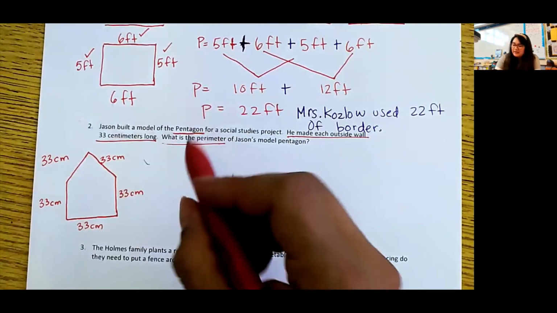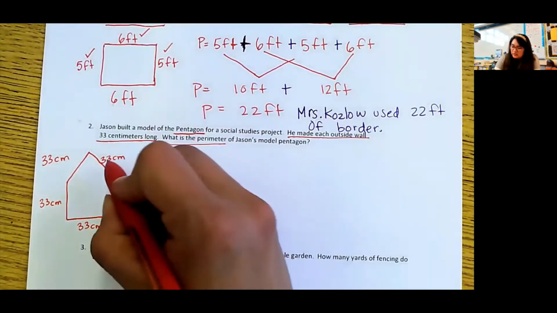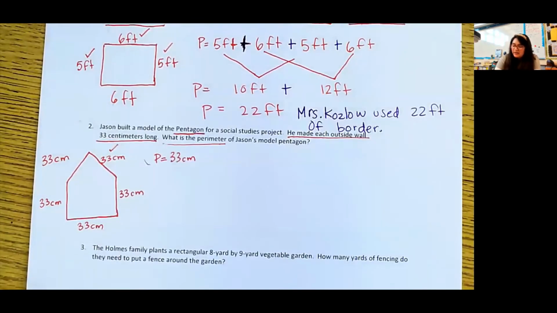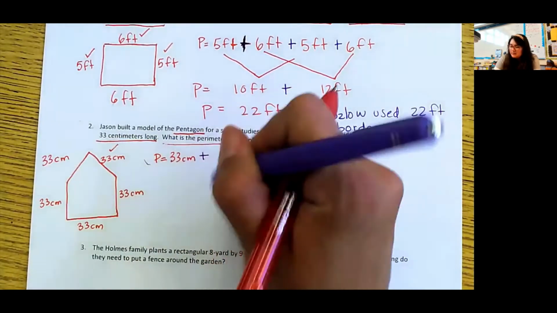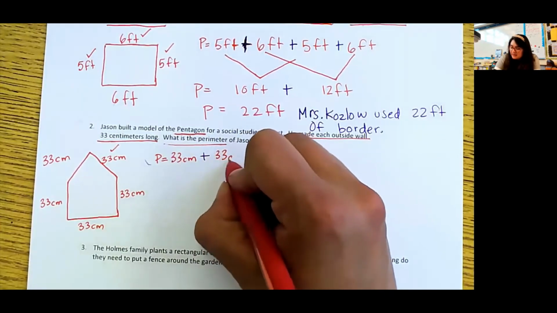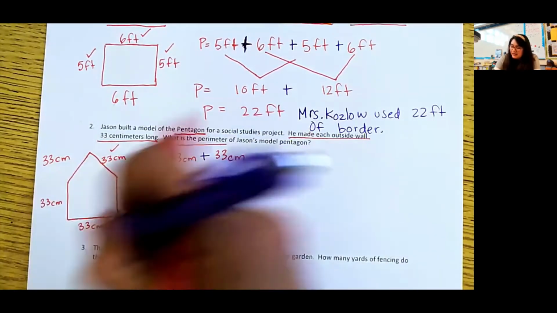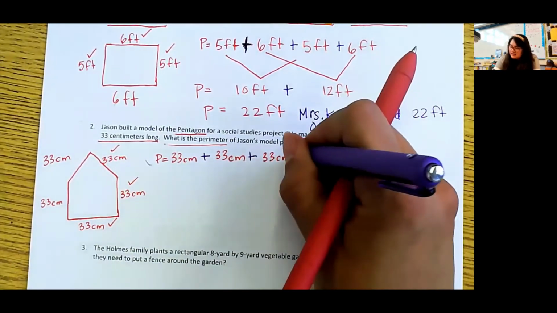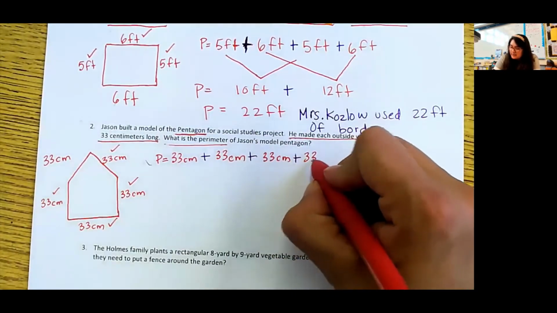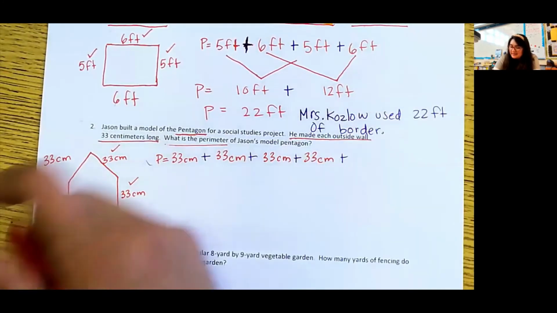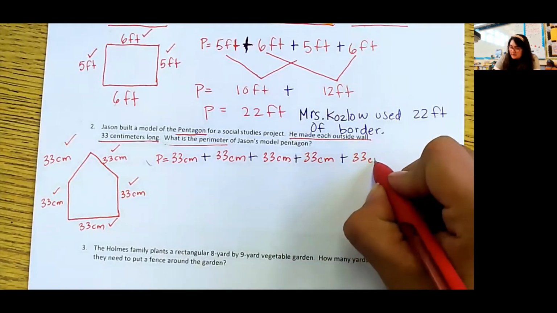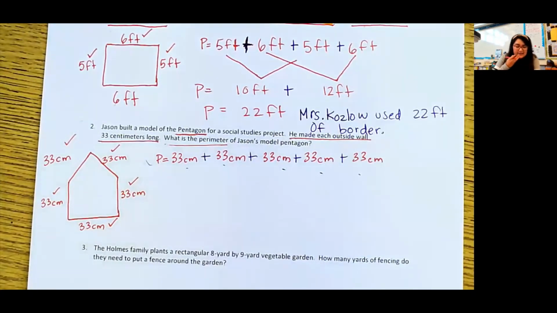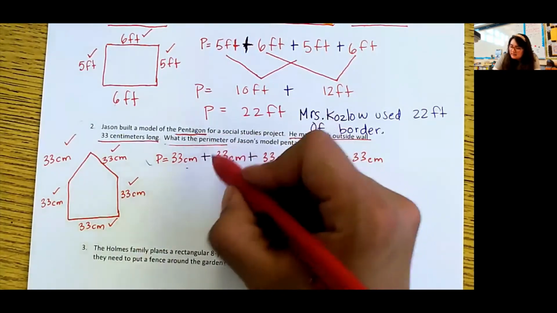Next, we have to find the perimeter. So again, we're going to do P equals, and we're going to take my first length, 33 centimeters, and I'm going to make a little check because I don't want to repeat it, plus 33 centimeters, and a little check, plus 33 centimeters, plus, here's another one, 33 centimeters, and finally my last side, 33 centimeters. Do I have them all? 1, 2, 3, 4, 5. Yes.